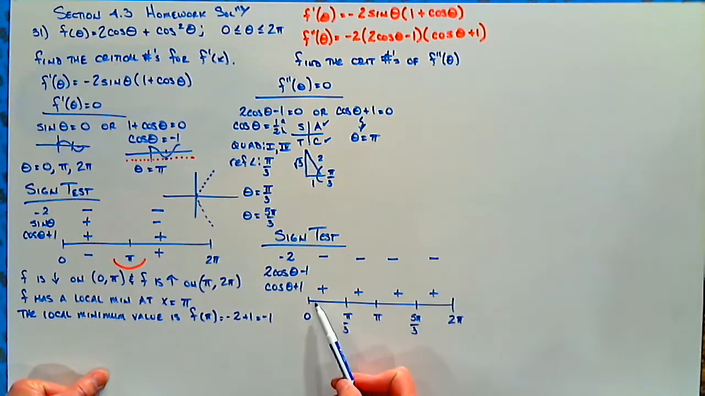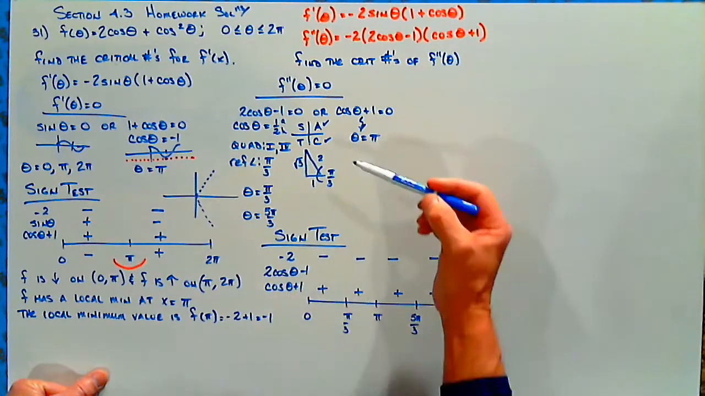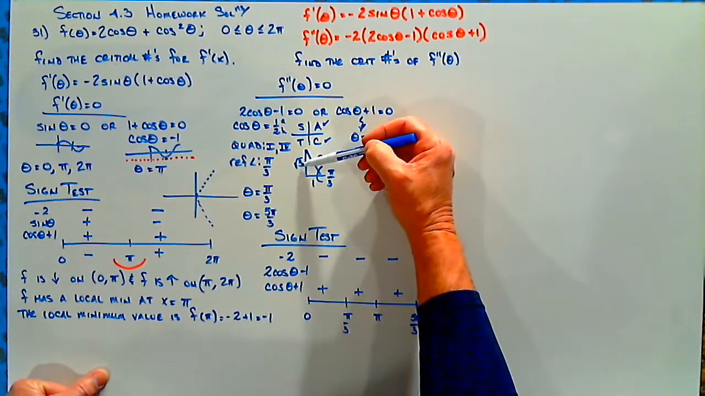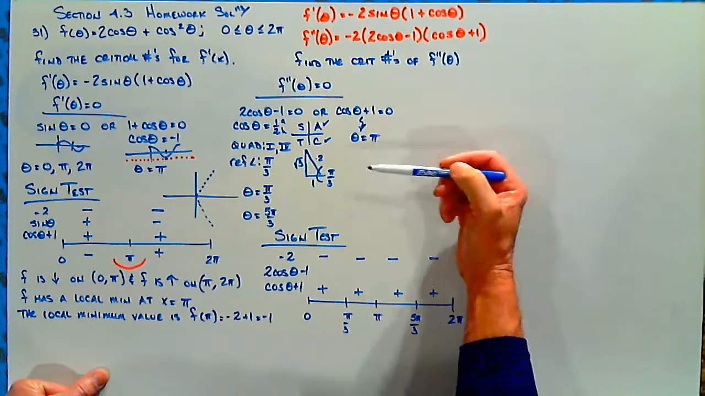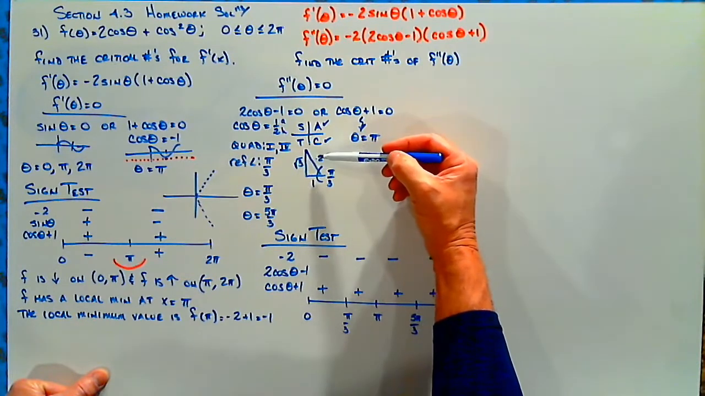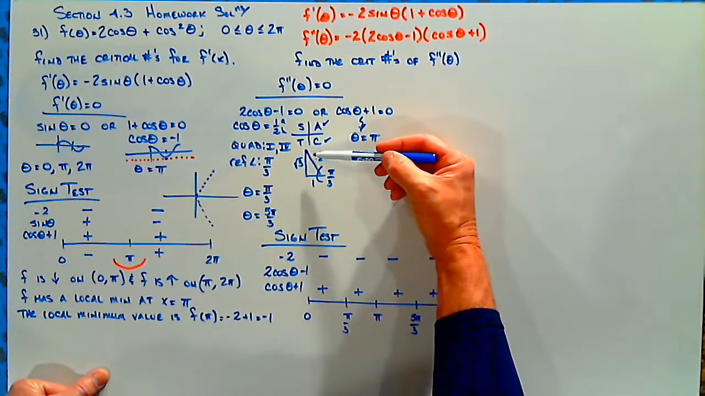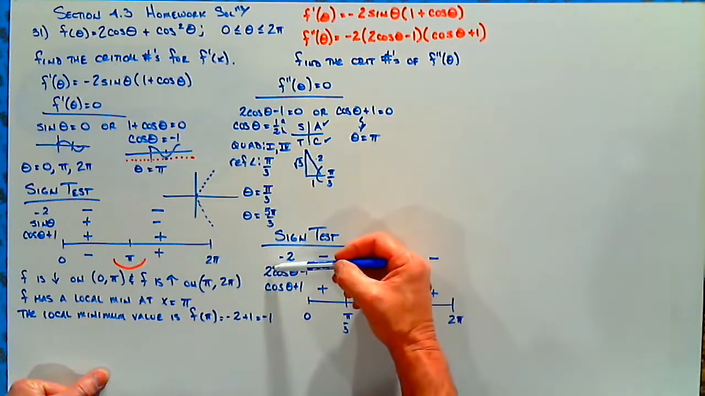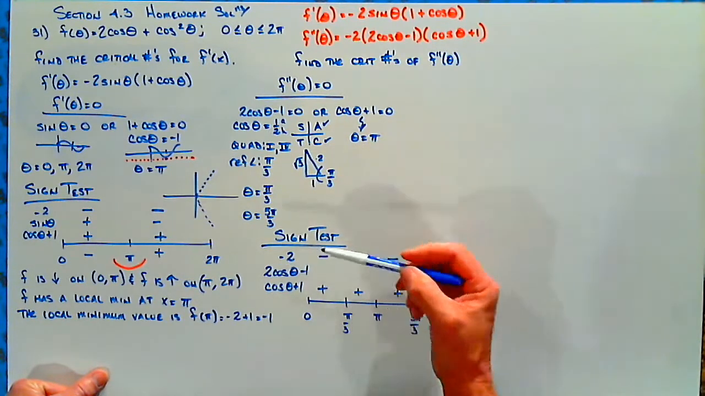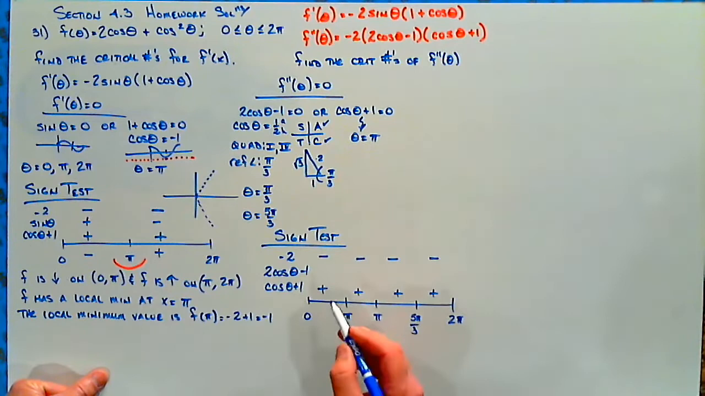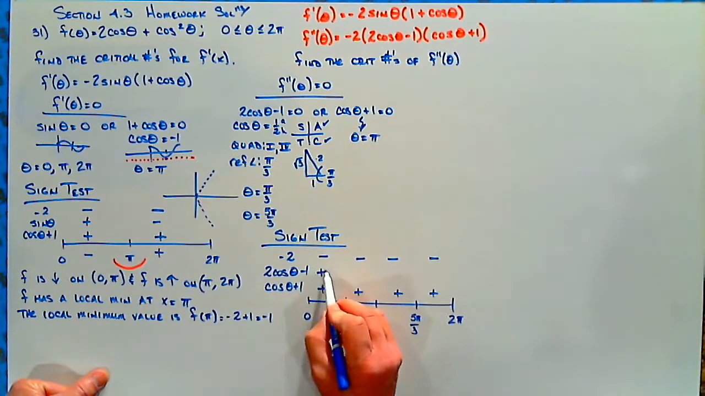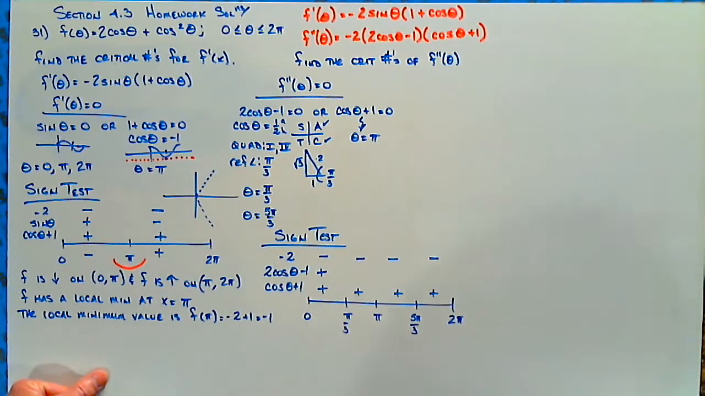So if we consider our test point to be pi over 6, we'd have to find cosine of pi over 6. Pi over 6 is here. Cosine is adjacent over hypotenuse. So adjacent would be root 3. Hypotenuse would be 2. So that'd be root 3 over 2 times 2, minus 1. That'd be the square root of 3 minus 1. Well, the square root of 3 minus 1 is going to be positive because the square root of 3 is bigger than 1.